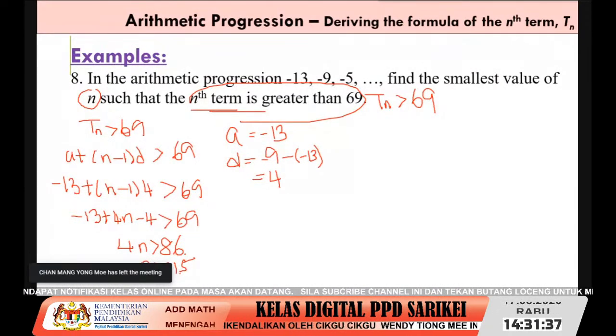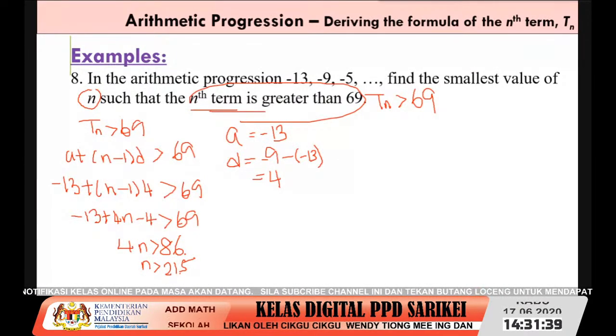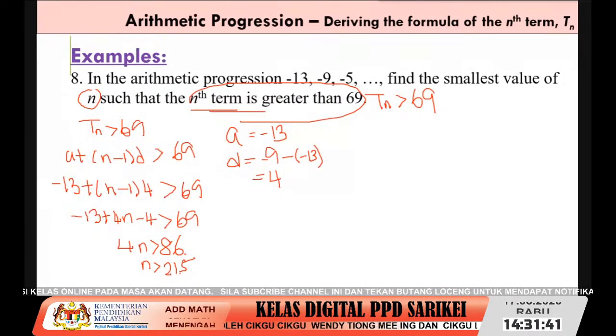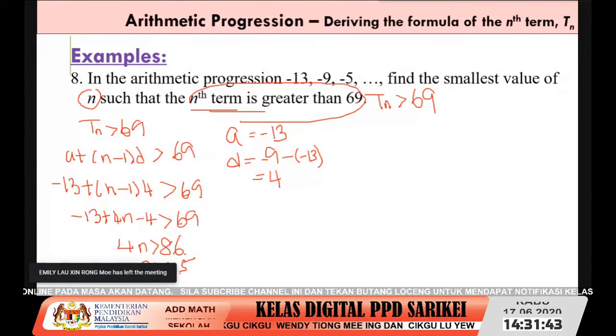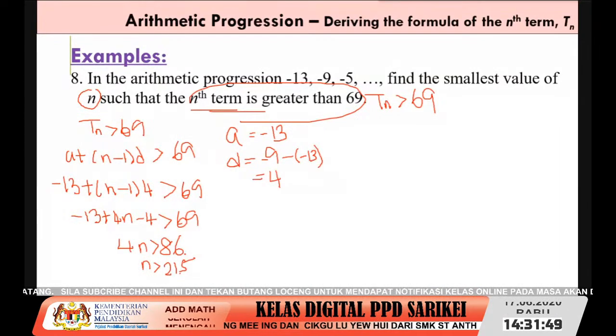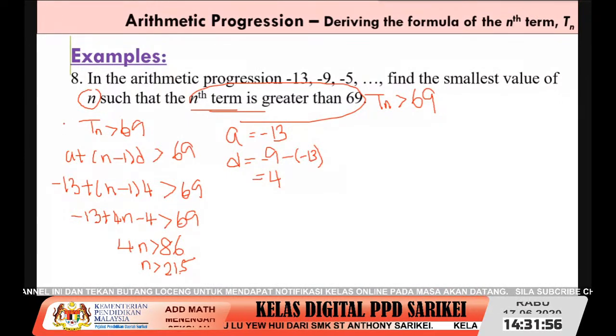So class, n stands for number of terms, bilangan sebutan. So the number of terms must be a whole number, mesti nombor bulat. It means no decimal, no fraction, and so on. Tak ada tempat perpuluhan, tak ada pecahan. It must be a whole number: 1, 2, 3, 4, 5, and so on.